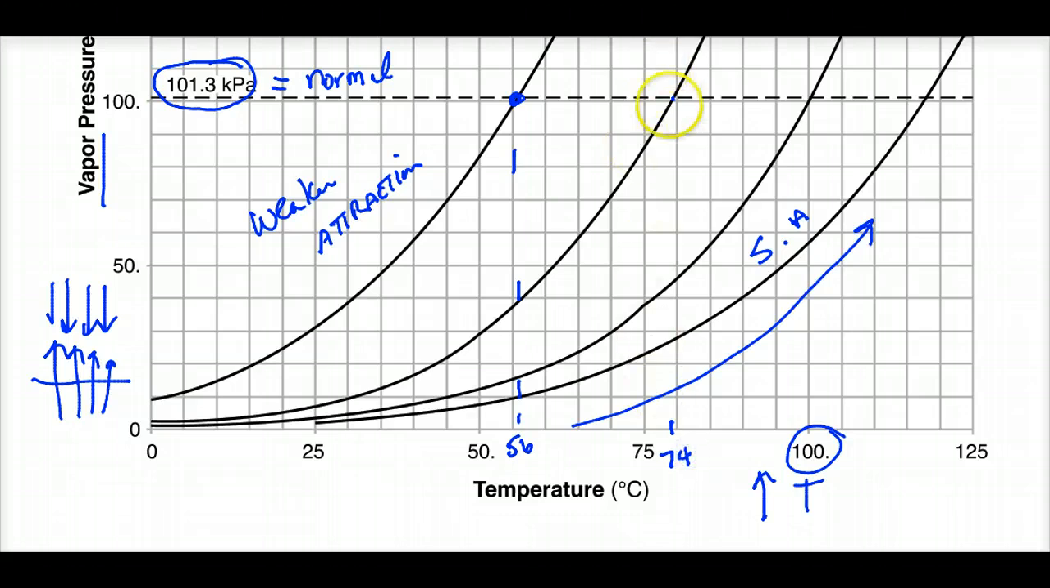Okay, ethanol has a higher boiling point, about 74. Why is it higher? Because it has stronger attractive forces. Look at water. This is water right here. It boils at 100. And it resists evaporating compared to the other two because it has a lower vapor pressure at any one temperature and it has stronger intermolecular attraction. So you should know that the higher the boiling point, the stronger the attractive forces, and the lower the vapor pressure.